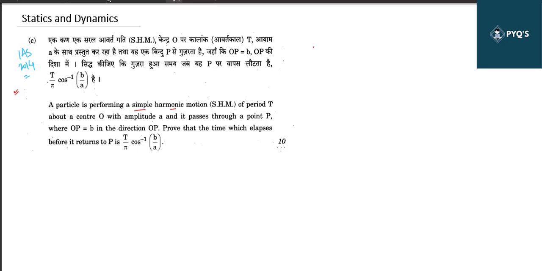So the question is about simple harmonic motion. Let O be the mean point, and let this extreme point be A. So this distance is A, suppose. And now consider point P where this distance is B. Now our particle is going in this direction. So we need to find the time elapsed before it returns to P.